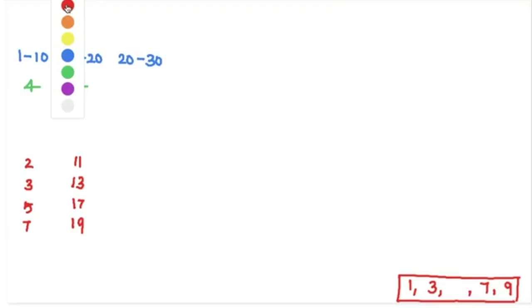So 23 is a prime number. Let me write 23 first. And next, after 23, is 27 a prime number? No. 27 is going in the 3 table again. Is 29 a prime number? Yes, 29 is a prime number. So how many prime numbers are we able to see here? We are able to see 2 prime numbers from 20 to 30.